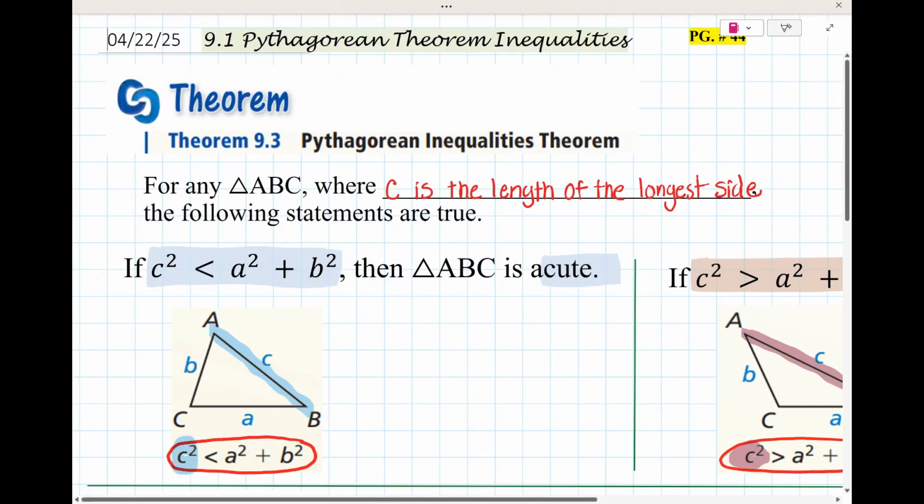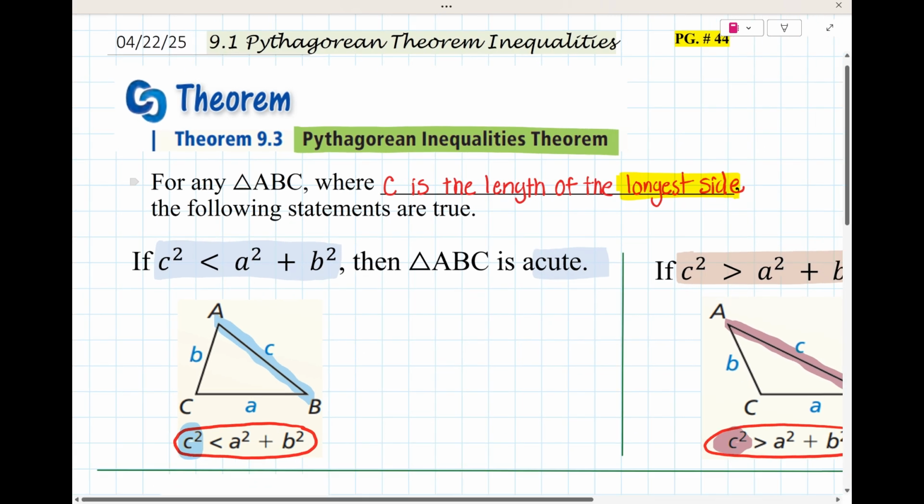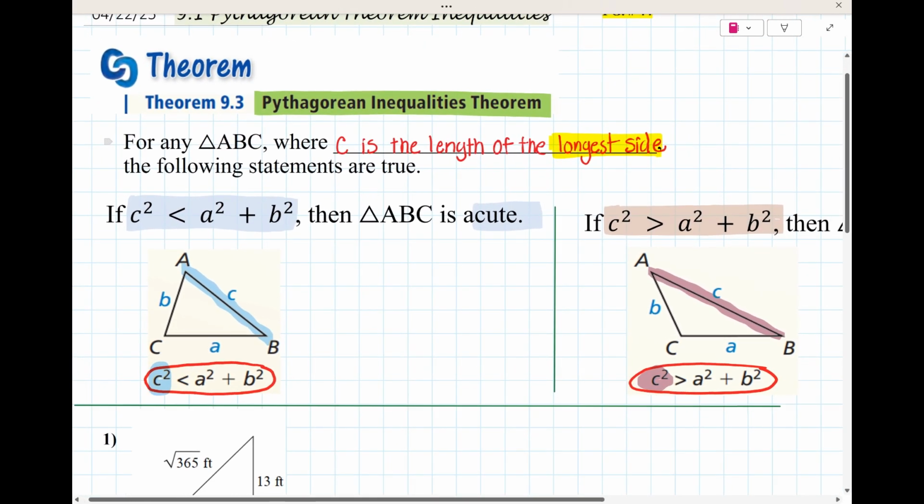We're going to develop a tool to determine if we have a right triangle or not, because sometimes we're looking at triangles and they look like right triangles, but if we're not given the information, then we had no way to determine. Now we're going to have the tool. So we're going to go ahead and look at these inequalities.